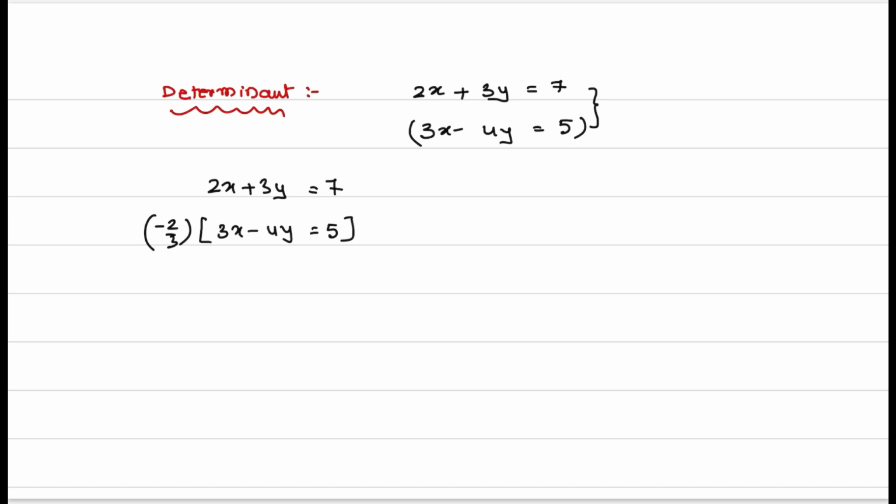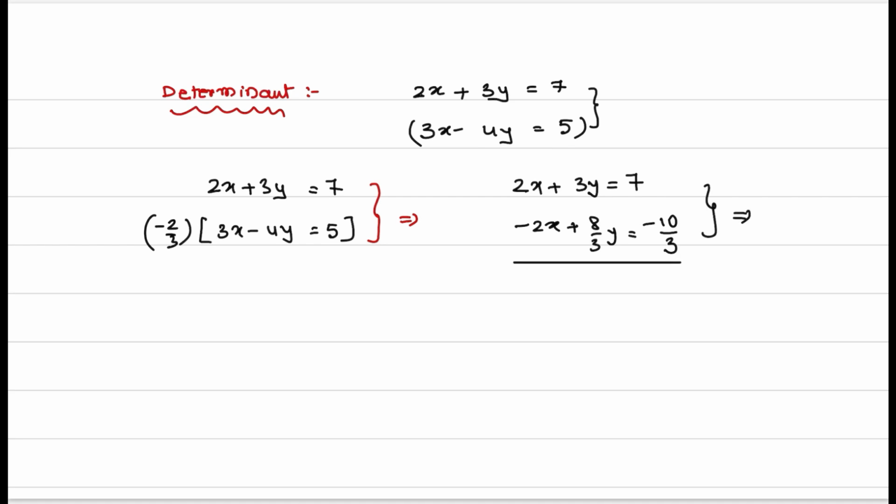Do you agree? In a systematic way we are solving. 2x plus 3y is equal to 7 remains as it is. Minus 2 by 3 into 3x is minus 2x. Minus into minus is a plus: 2 by 3 into 4y is 8 by 3 y. And minus 2 by 3 into 5 is minus 10 by 3. Do you agree?